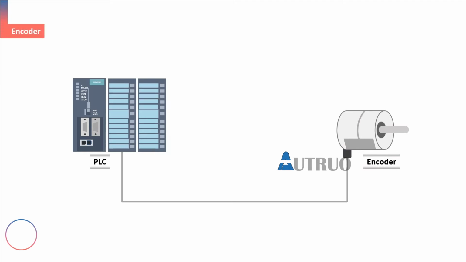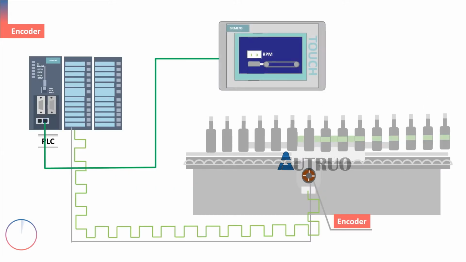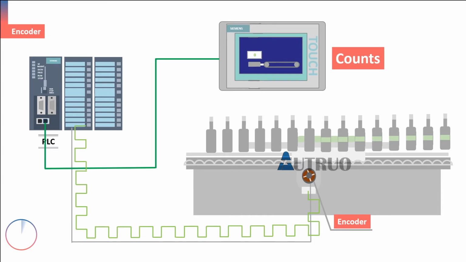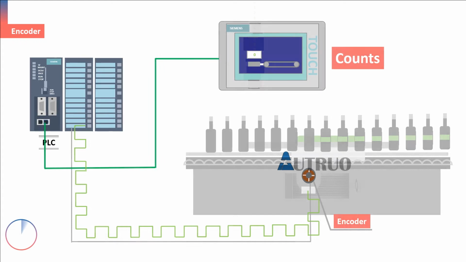So what is an encoder? An encoder is an electronic device that is used to provide feedback to a programmable logic controller, or PLC. In other words, it is used to sense position, speed, count, and many more special functions. Encoders convert motion to an electrical signal. This converted signal will be fed back to a controlling device, such as a PLC.